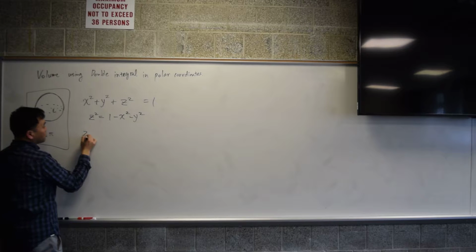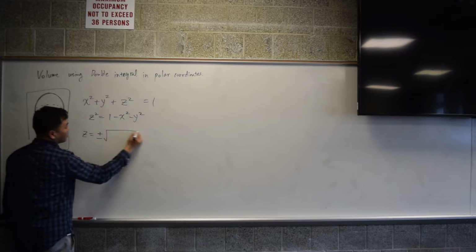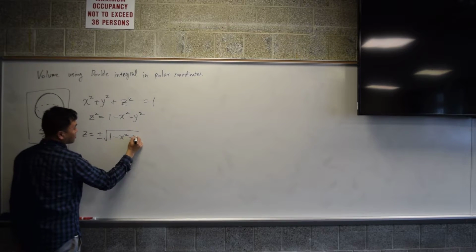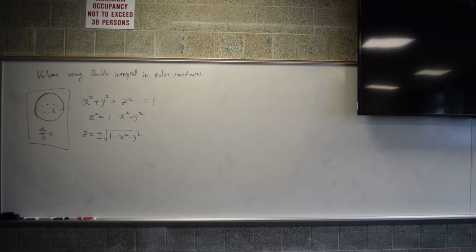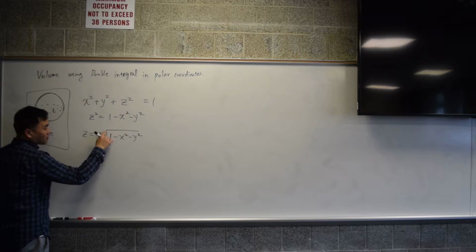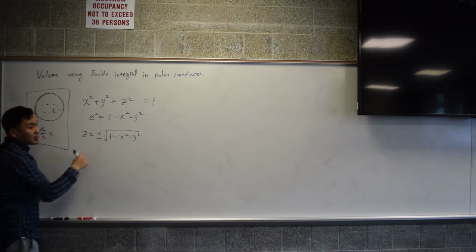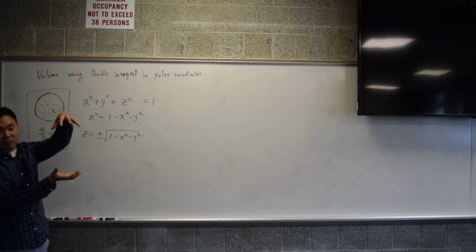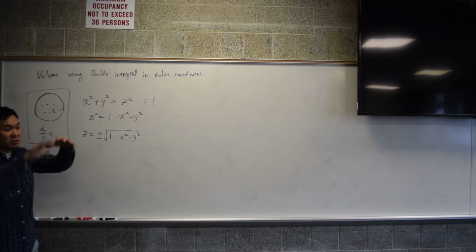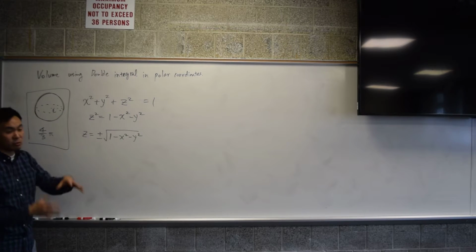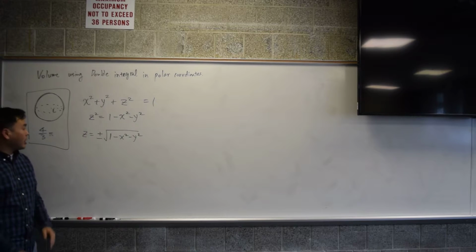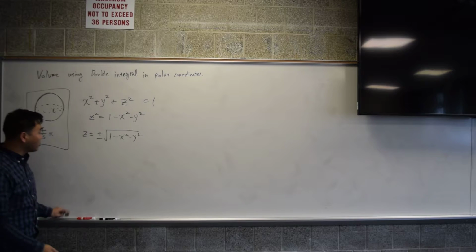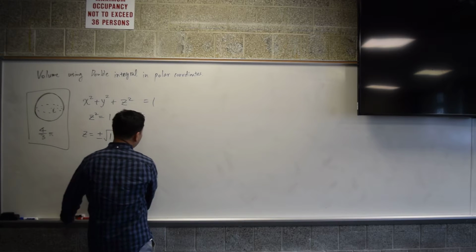So you take the square root, you get plus or minus square root of 1 minus x squared minus y squared. And you get one function that's positive, another function that's negative, and each of those corresponds to the top hemisphere and bottom hemisphere. So the plus one will be the top hemisphere, and minus will be the bottom hemisphere. And what we want to do is do the calculation in the following way.